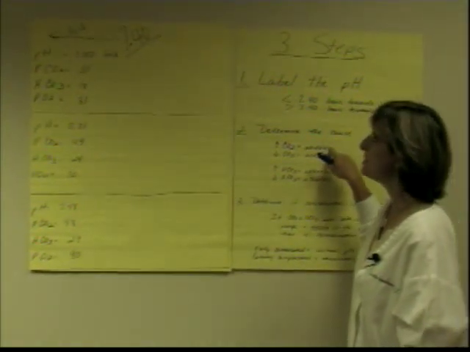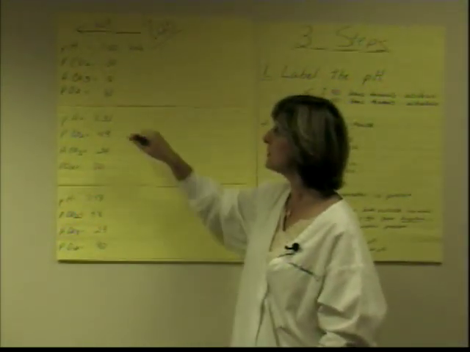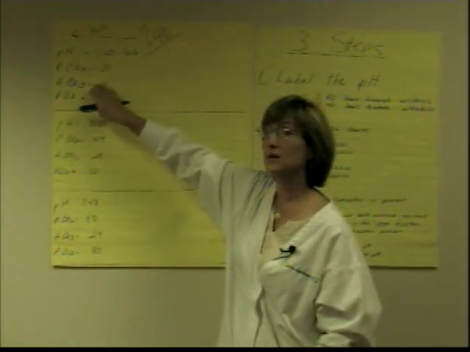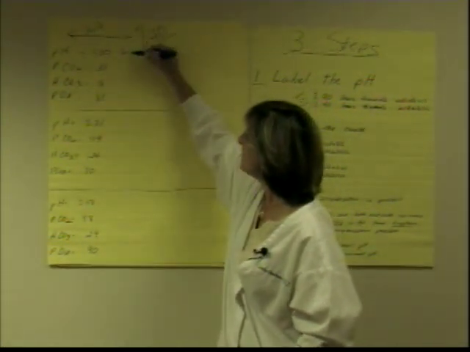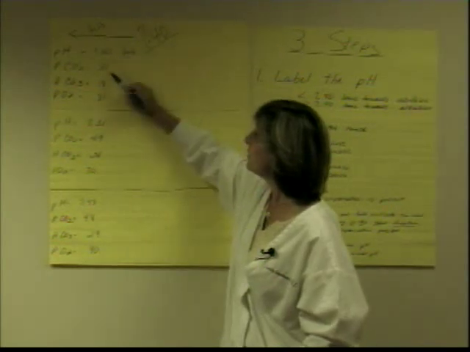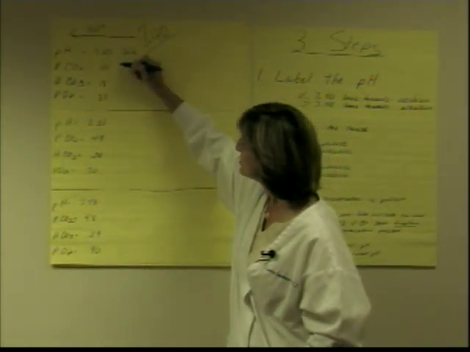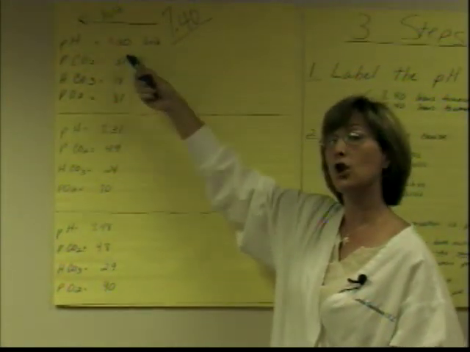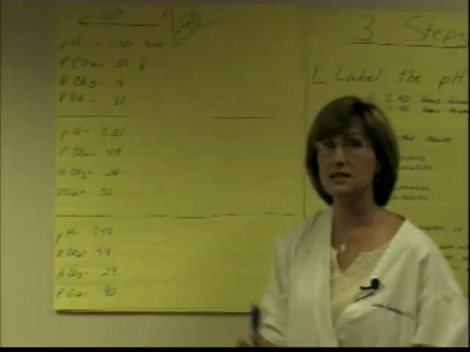The next step is to determine the cause. So to determine the cause, we need to figure out if it's a primarily respiratory problem or a primarily metabolic problem. So we have an acidotic pH. We look at our CO2 and we see that our CO2 is low. We have to ask ourselves, can a low CO2 cause acidosis?